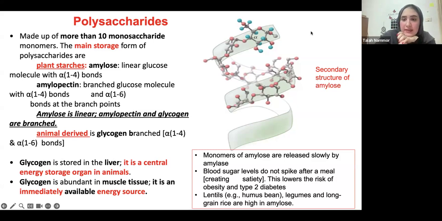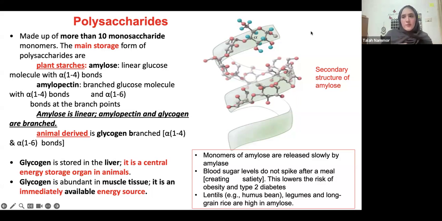Even other muscles, but it's mostly abundant in skeletal muscles. Energy storage, exactly. So when we want to run, do exercise, or do anything, we need energy. So what are we using? When you run, what are you using?